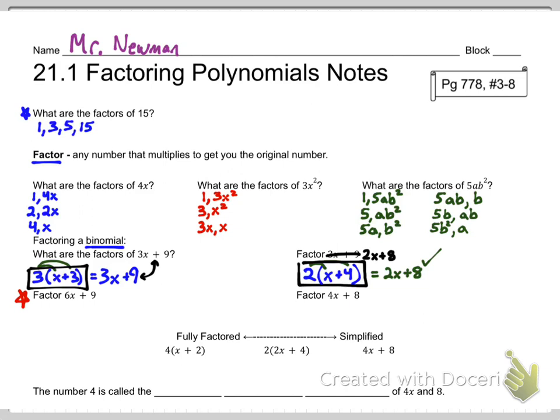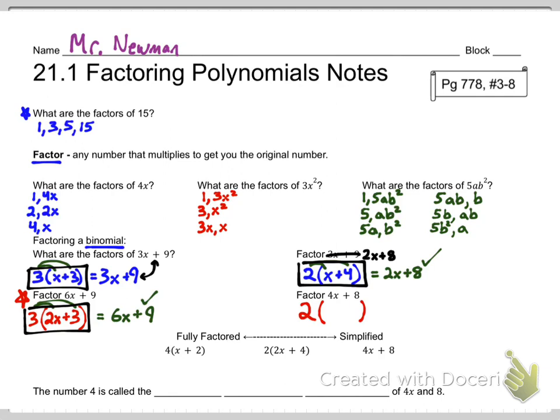Go ahead and try to factor 6x plus 9 on your own. All right, did you get it? So you have 3 goes into 6x and 9. And what is going to be in parentheses? Well, 2x, because 3 times 2x is 6x, and 3. So notice when you multiply that out, you get 6x plus 9. So 3 and 2x plus 3 are factors of 6x plus 9.